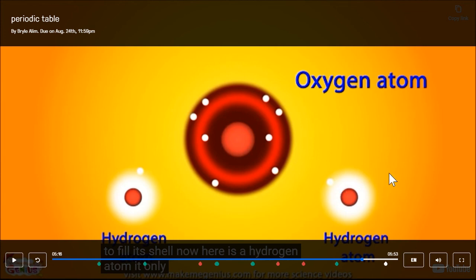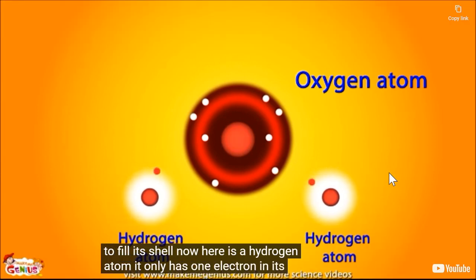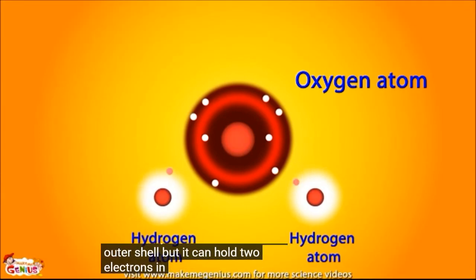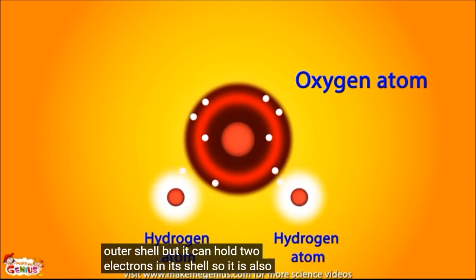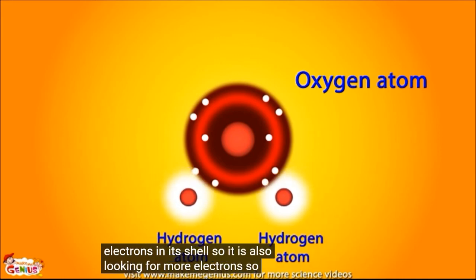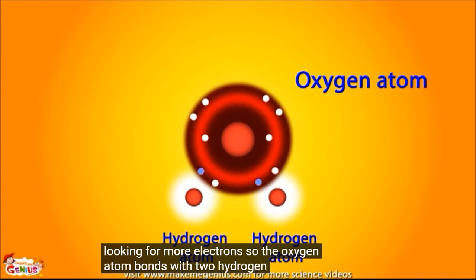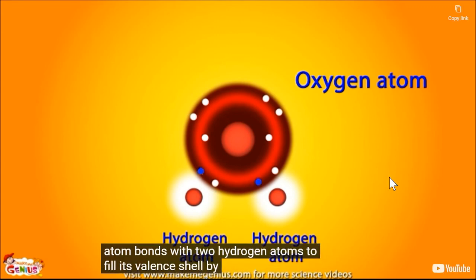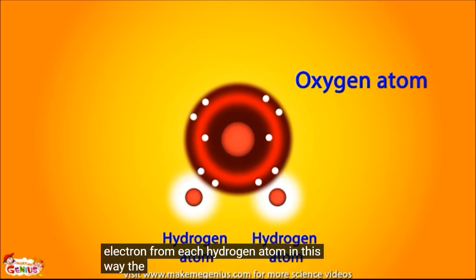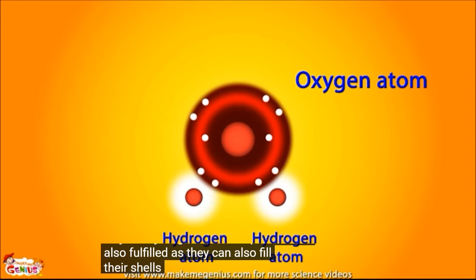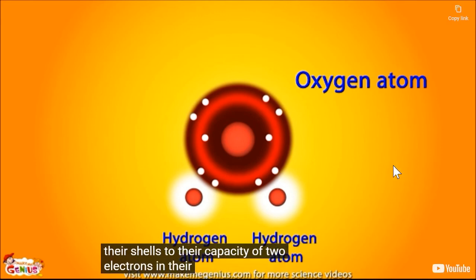Hydrogen only has 1 electron in its outer shell, but it can hold 2 electrons in its shell, so it is also looking for more electrons. So the oxygen atom bonds with 2 hydrogen atoms to fill its valence shell by sharing 1 electron from each hydrogen atom. In this way, the hydrogen atom's requirement is also fulfilled, as they can also fill their shells to their capacity of 2 electrons in their valence shells.